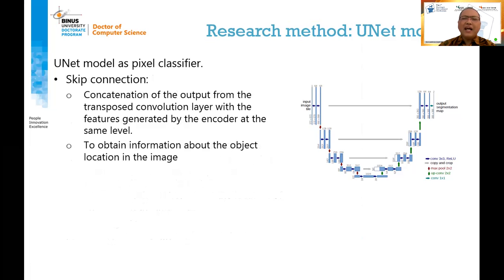Now, how this model works is basically exploiting an important component of the model. We call it skip connection. Skip connection is basically a concatenation of the output from the transpose convolution layer with the feature generated by the encoder at the same level. So you might see here the skip connection is visualized as the horizontal arrow from one side to another in the UNET model.